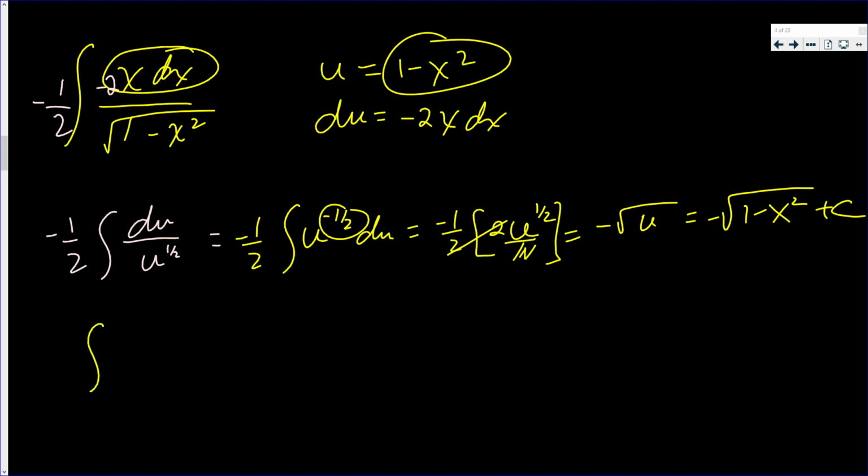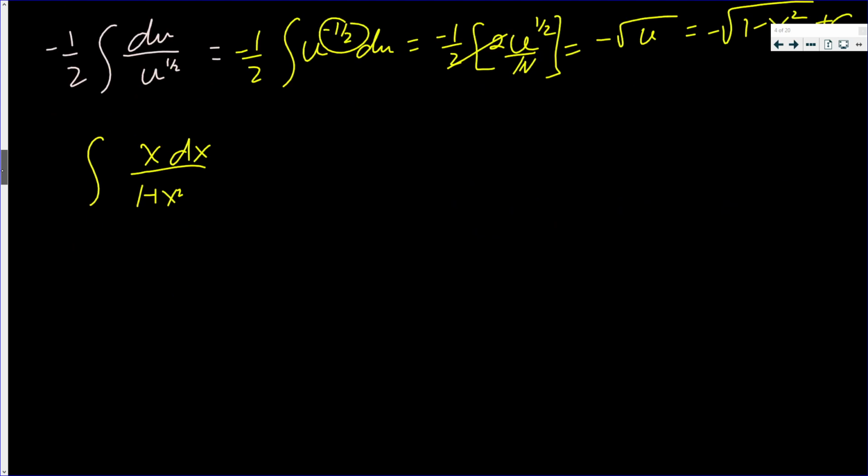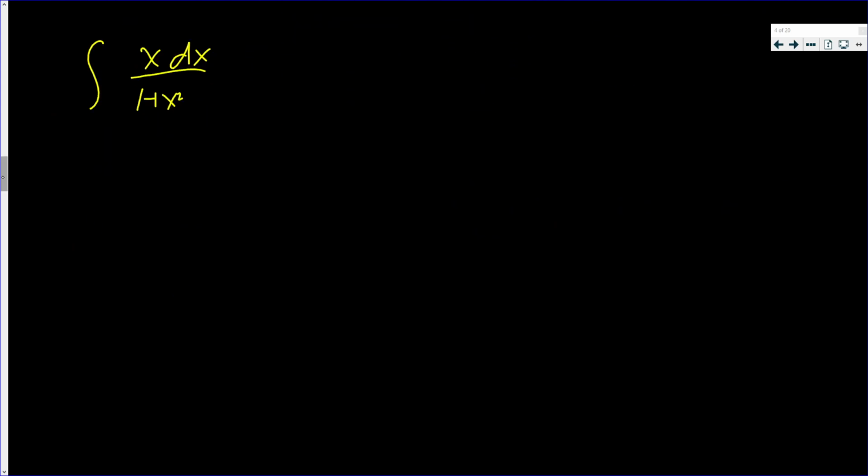This is a similar one. What if you have x dx over 1 plus x squared? Don't jump on doing trig substitutions. If I call this u, well then du will be 2x dx. And this is a very simple integral.